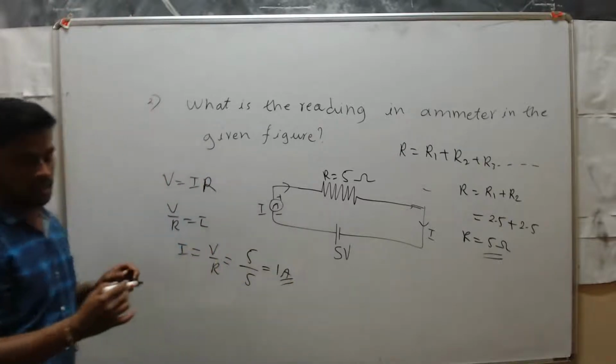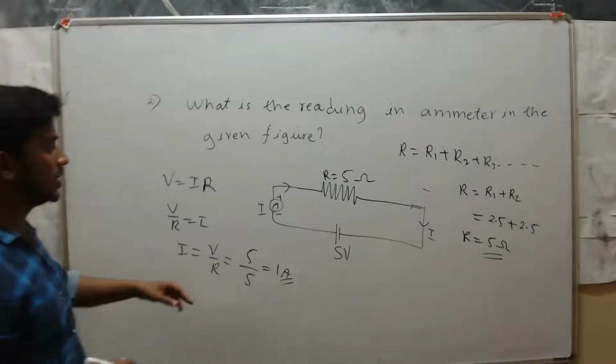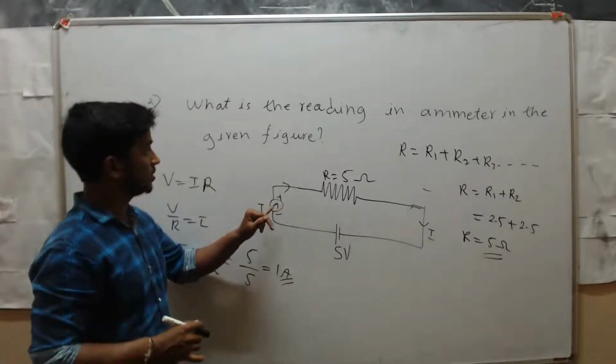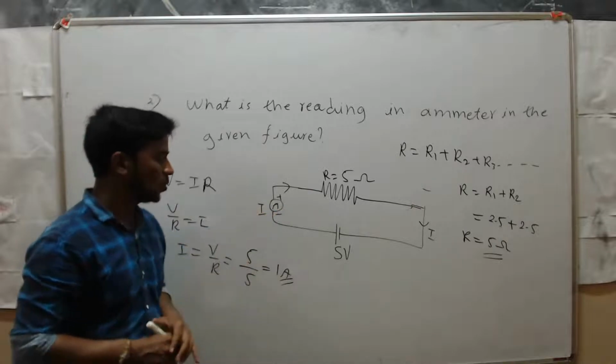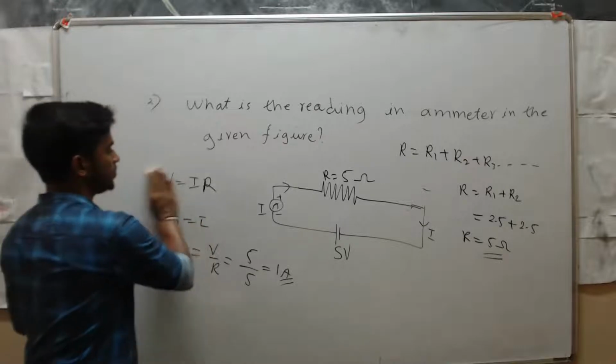So the total current in the circuit, that is the reading in the ammeter, is 1 ampere. Okay, yes, next one.